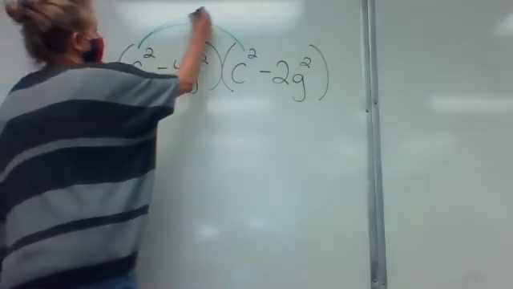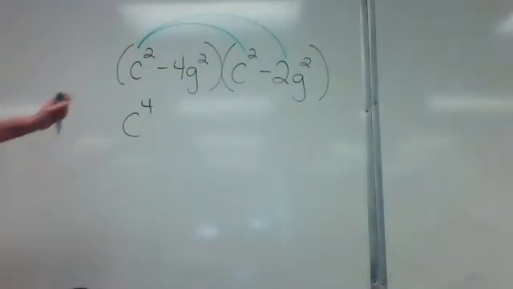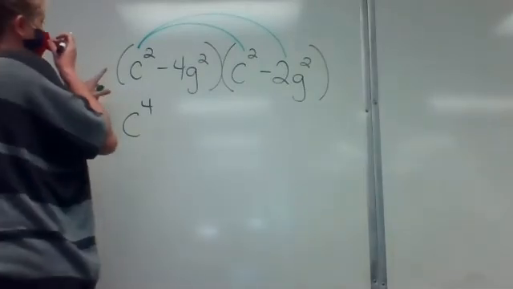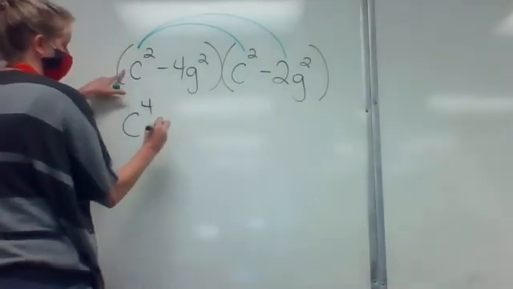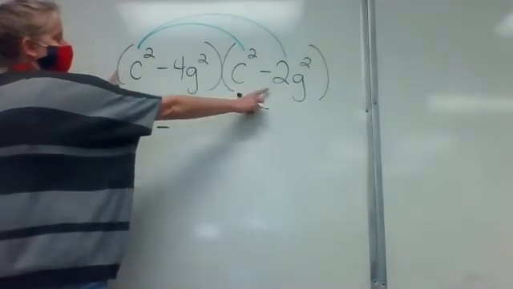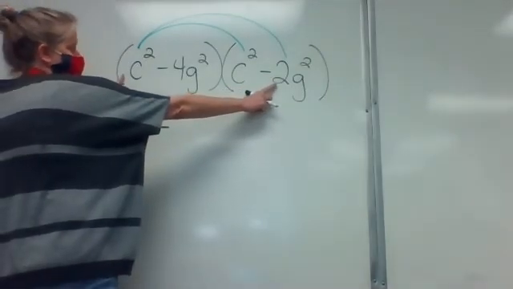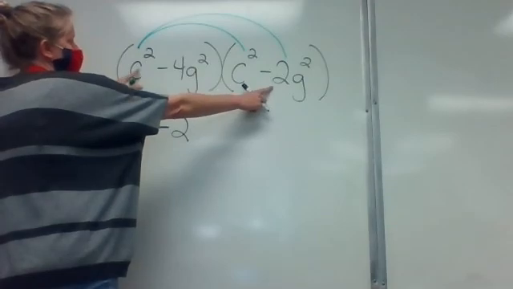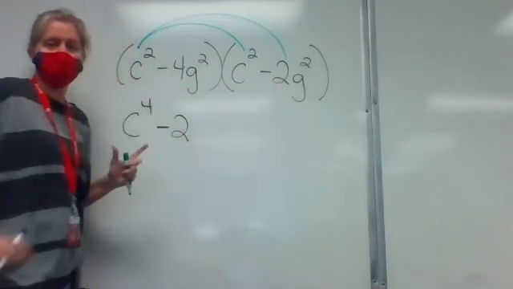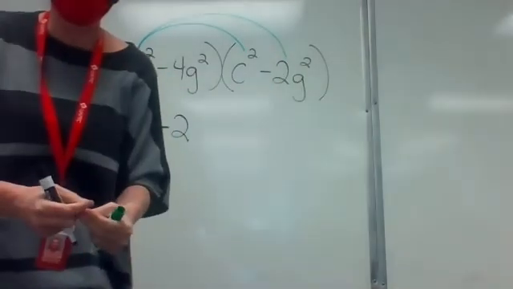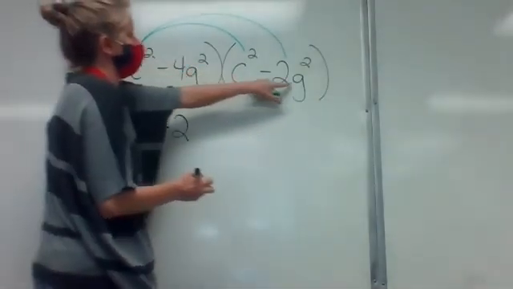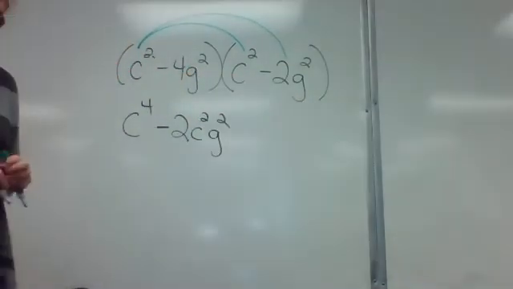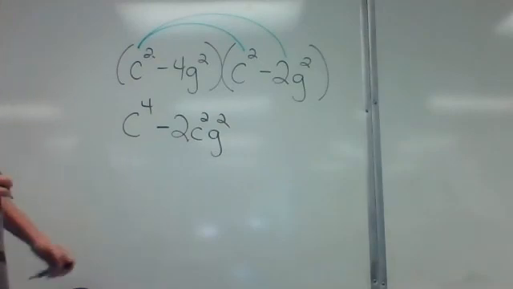Outer. Here I've got c squared times negative 2g squared. Let's think about our sign first. You've got a positive times a negative, so we're going to make that for sure be a negative. Let's see, my numbers are going to give me negative 2. Now, I'm multiplying a c squared times a g squared. Those are different letters, so you're just going to hook them together. So you're going to have c squared, g squared. Right? You can't add their exponents because they're different letters.